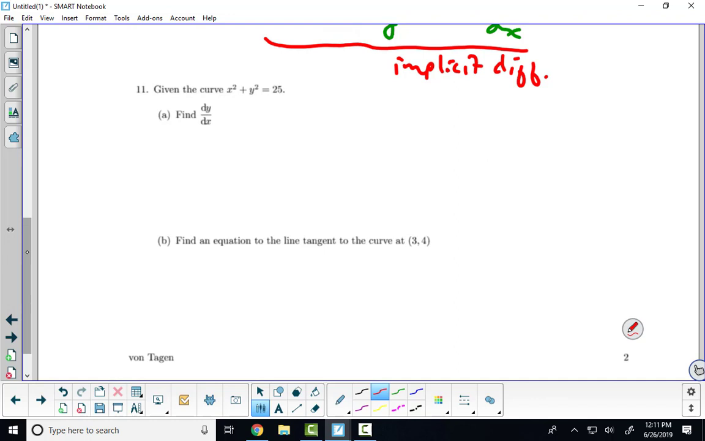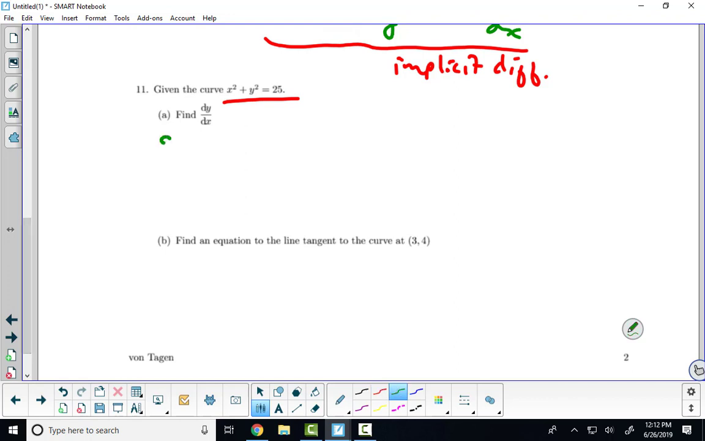We're given this curve: x squared plus y squared equals 25. This was the function from the previous slide. On the previous page, how did we find its derivative? By solving for it explicitly first, and then taking the derivative of each of those two functions. Here we're going to find the derivative implicitly. So these are the steps that I want you to write out.